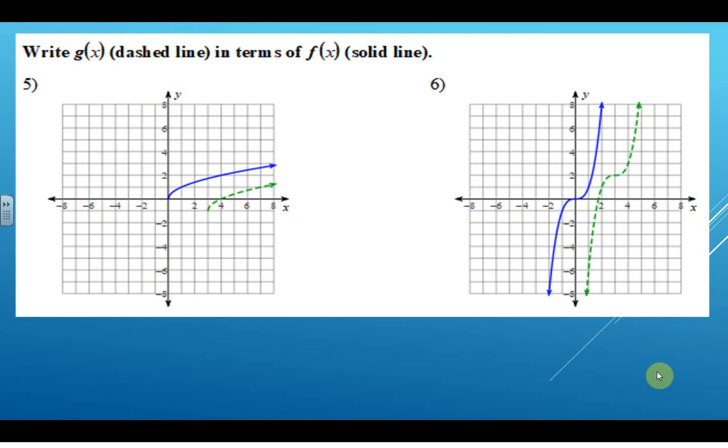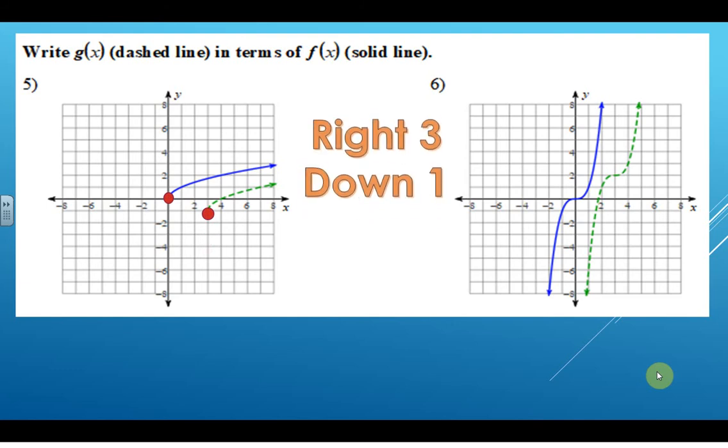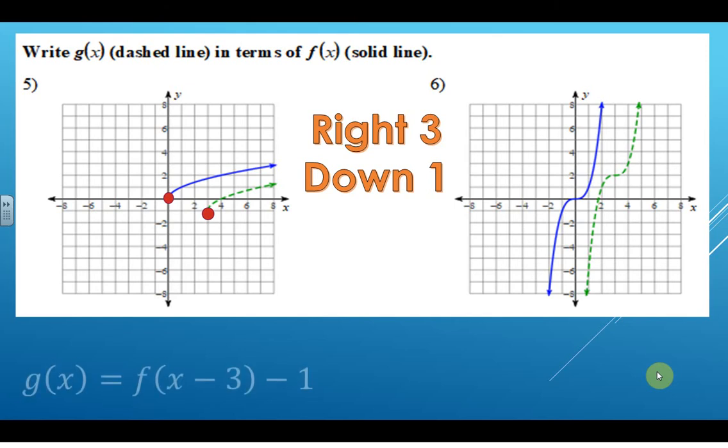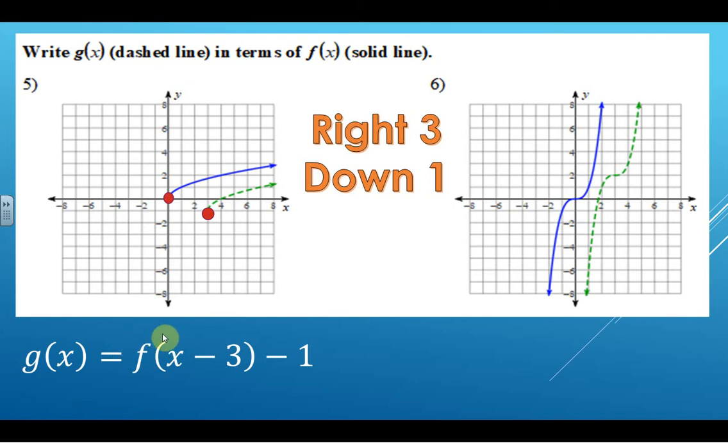Now they're giving us the graph of f, and they're not asking for the parent function. They're just asking us to write g of x in terms of f of x. This is very similar to what you were doing on the activity. So you say, that point went there, so that's right 3, down 1. And then instead of writing the square root of x -3 with minus 1 on the outside, you're just writing it with f. That's what it means to write in terms of f of x.